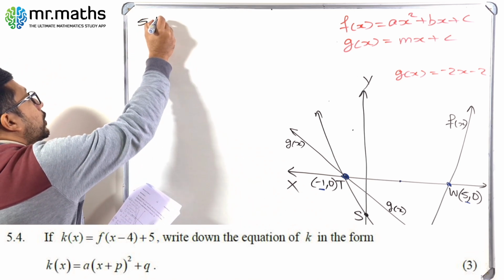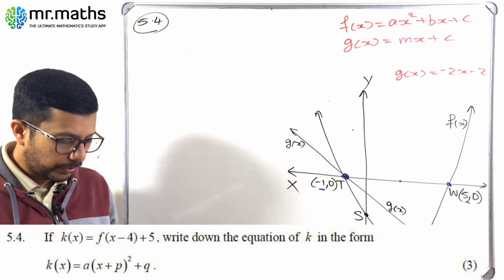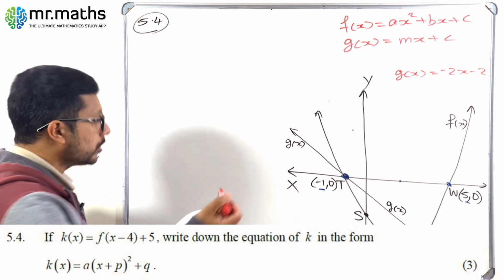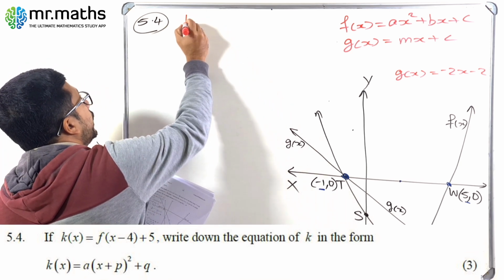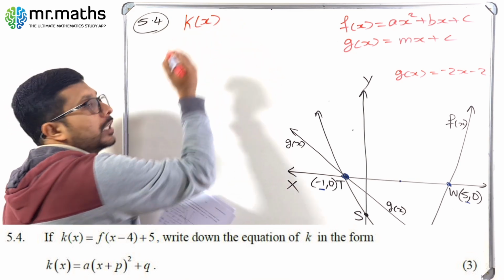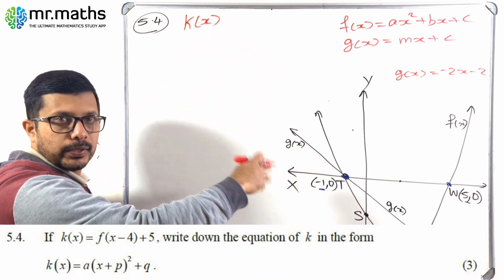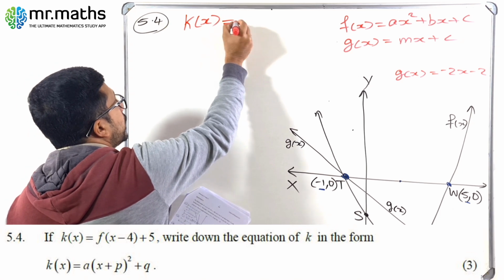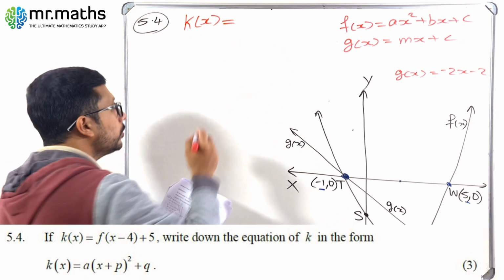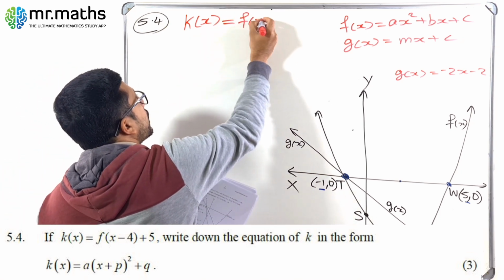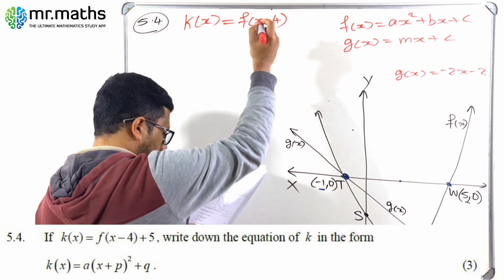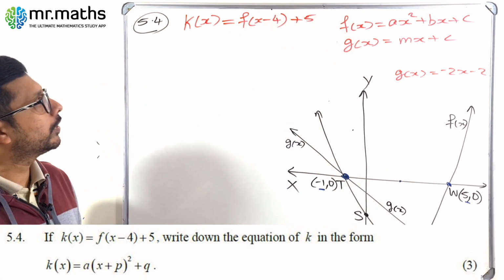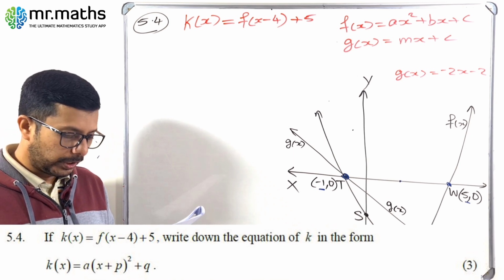What is that question? Question number 5.4. If k of x is equal to f of (x - 4) + 5. So there is a new equation given, that is k of x. We don't know anything about k of x here. Right? We know only f of x and g of x. So now they are saying that k of x is equal to f of (x - 4), then plus 5.